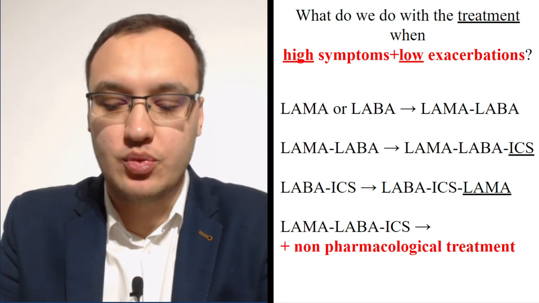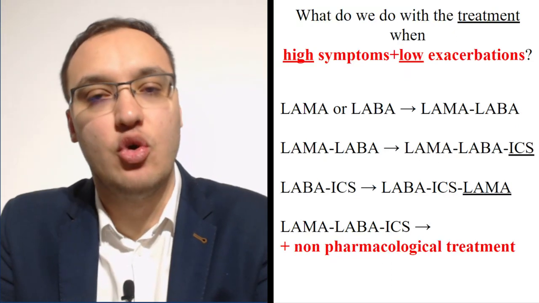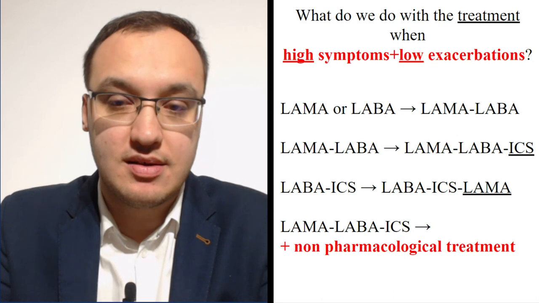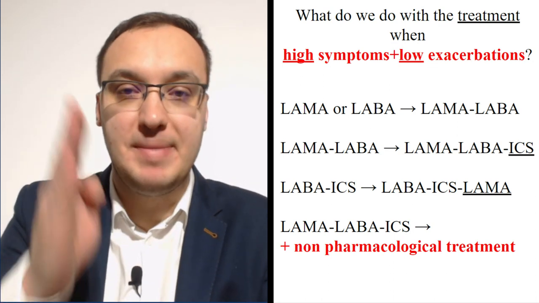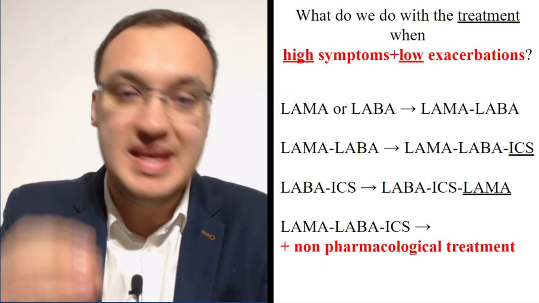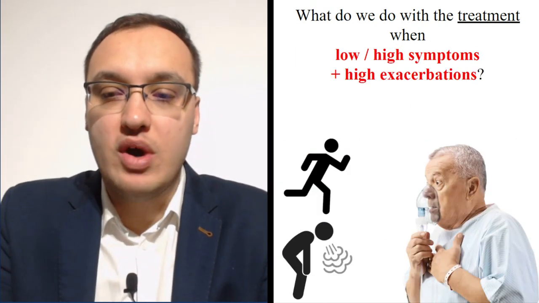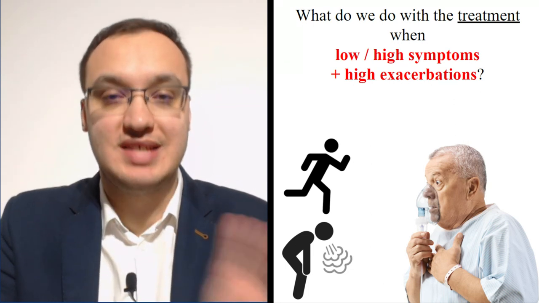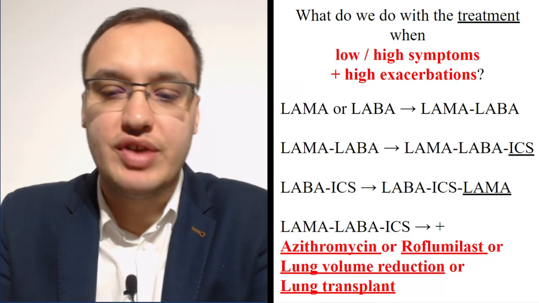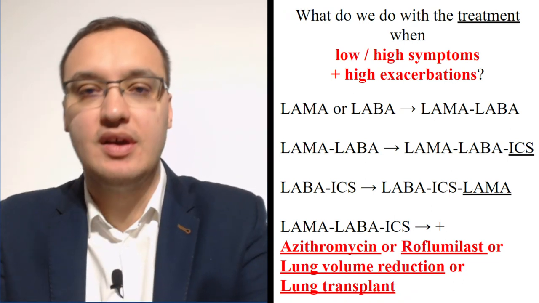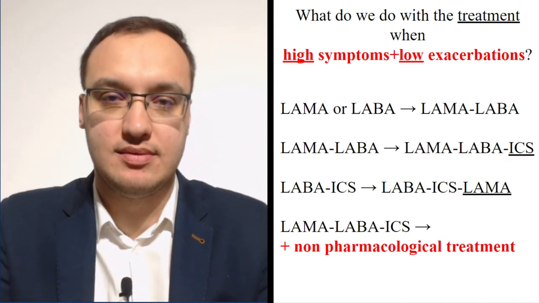So this was when we had high symptoms and low exacerbation. That means it was group B, because high symptoms is B or D, and low exacerbation can only be B then, okay? What about low symptoms and high exacerbation? This has to be C or D. In C or D, it's completely the same. As you see, this graph is the same as that one.